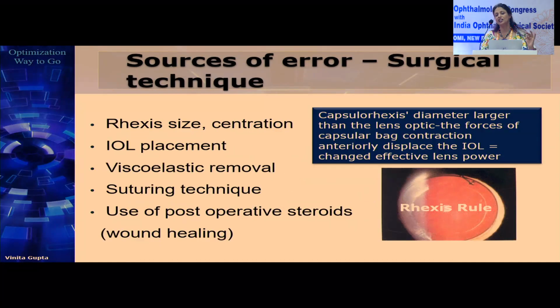And then we have the surgical technique, which varies from surgeon to surgeon. So your incision size, how your lens gets centered, where it is being placed, whether you have done a very thorough viscoelastic removal or not, what your suturing is in case you are applying a suture, and the use of postoperative steroids which modulate your wound healing.